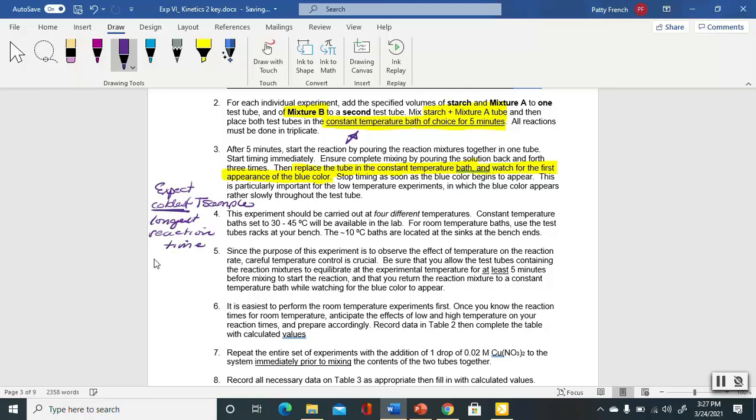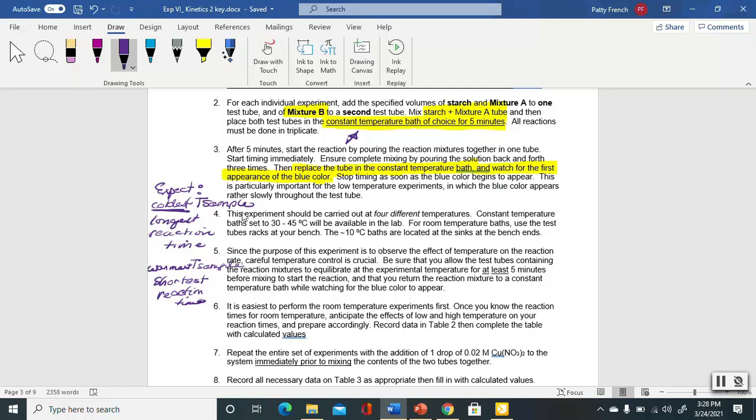And if we expect the coldest temperature to have the longest reaction time, what do we expect of the warmest temperature sample? It's going to have the shortest reaction time. Okay, so the person next to you at the next bench who's doing the 40-degree water bath is going to have a shorter reaction time than you who are sitting at your bench with the 10-degree water bath. Okay, that's just the way it is, and it's fine.